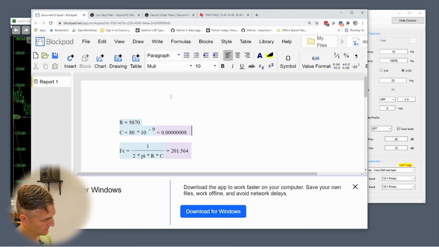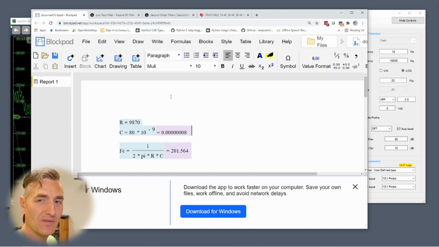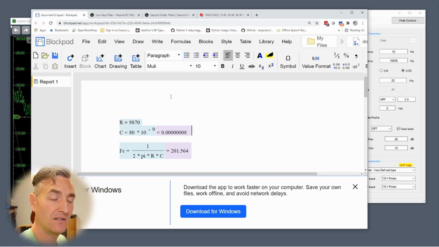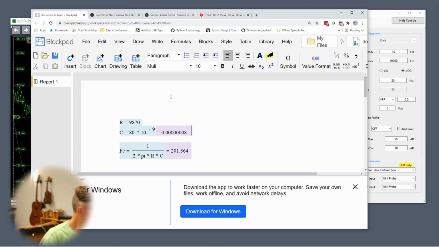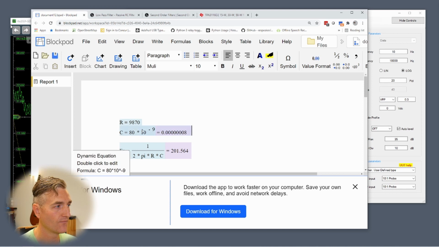So I think I'm going to trust my measurement. Always trust your measurements. If your simulations don't match your measurement, it's probably because your simulation is wrong. That is very common. So my first order filter is about 200 hertz. We were shooting for 159 hertz.